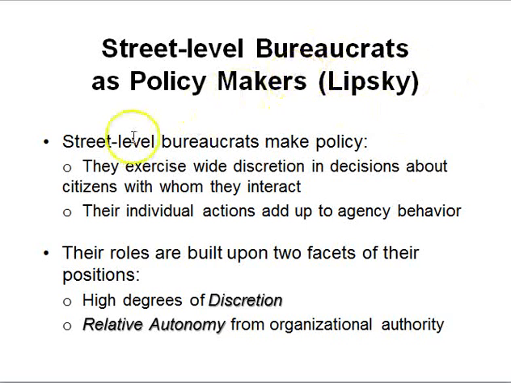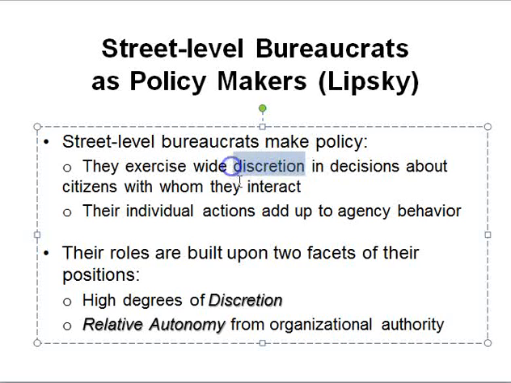He also mentioned that street level bureaucrats can make policy because they can exercise wide discretion. Discretion is the main thing in decisions about the citizens with whom they interact, and their individual actions add up to agency behavior. Their roles are built upon two facets of their positions. Again, they have a higher degree of discretion in their implementation of public policy, and also they have relative autonomy from organizational authority. Those are the main key concepts.